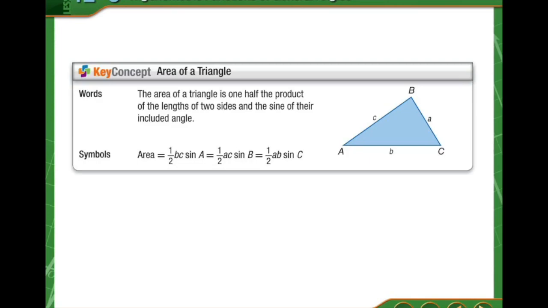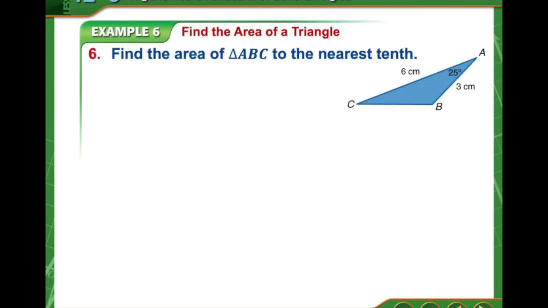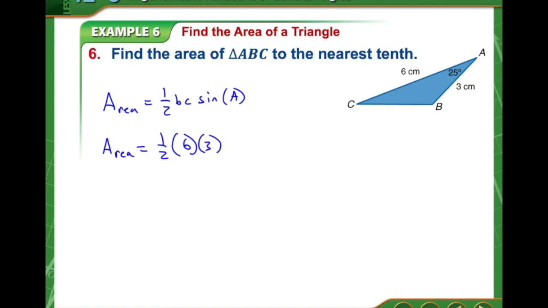So for our one example of this here, we have our triangle, we have angle A, we have sides B and C, so those are what we're going to use. We don't have side A, we don't have any of the other angles, so we can't really do anything with that. So we have to use what's given to us. So our area is going to be 1/2 bc times sine of angle A. So you have everything to plug into this, and we're ready to go. Area is equal to 1/2. b is 6, little c is 3, and sine of 25.